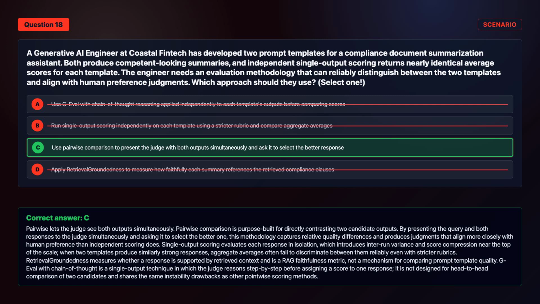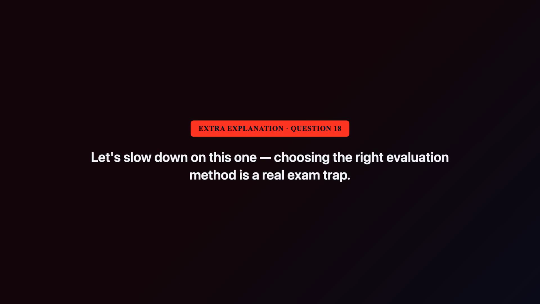Retrieval groundedness measures whether a response is supported by retrieved context, and is a RAG faithfulness metric, not a mechanism for comparing prompt template quality. G-Eval with chain of thought is a single output technique in which the judge reasons step by step before assigning a score to one response. It is not designed for head-to-head comparison of 2 candidates and shares the same instability drawbacks as other pointwise scoring methods. Let's slow down on this one.